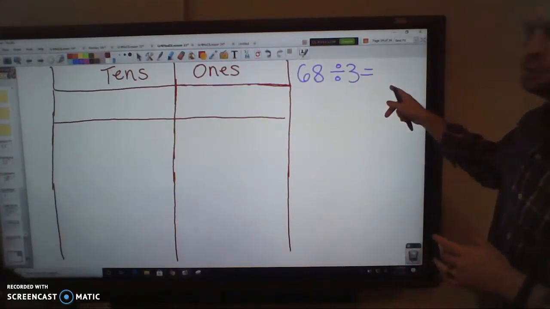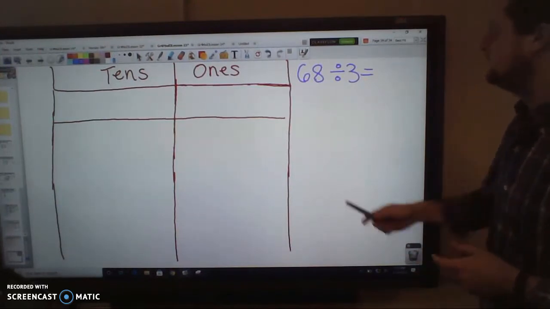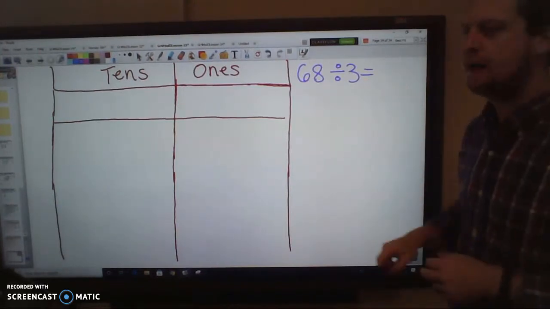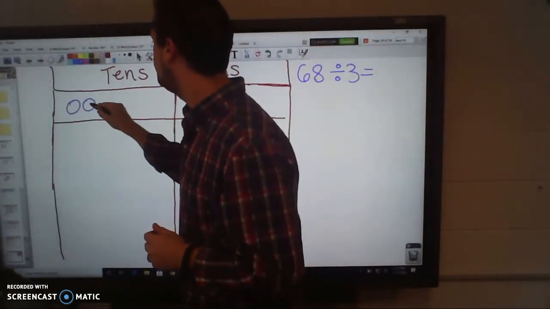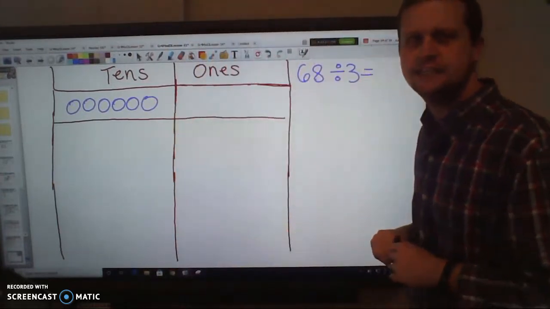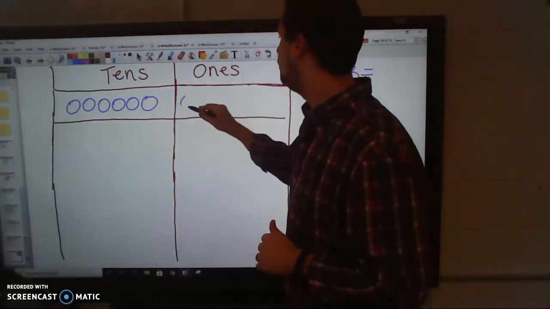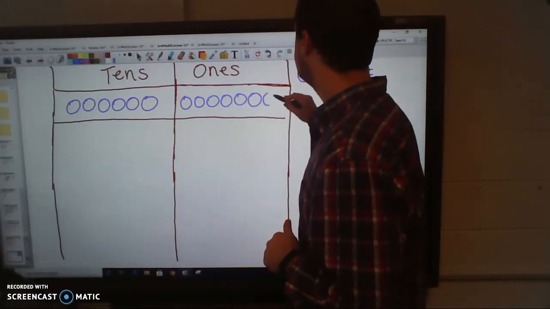All right, here's our next problem. 68 divided by 3. So this time I do have 10s. How many 10s do I have? 6 10s. So I'm going to put 6 10s over here. 1, 2, 3, 4, 5, 6. There's my 6 10s. Add my 8 ones. 1, 2, 3, 4, 5, 6, 7, 8.